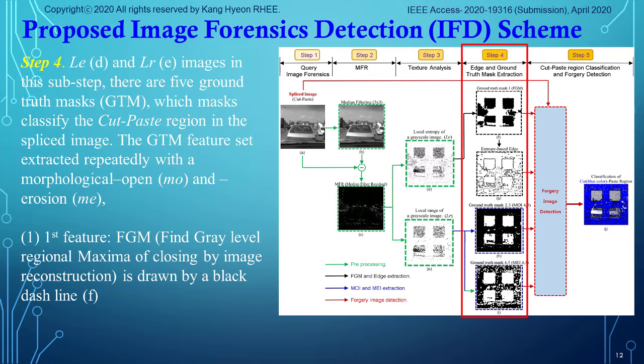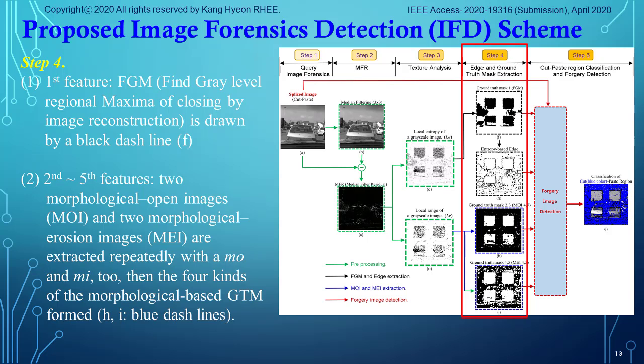Step 4. LED and LRE images. In this sub-step, there are 5 ground truth masks (GTM), which classify the cut-paste region in the spliced image. The GTM feature set is extracted repeatedly with a morphological open (MO) and erosion (ME).